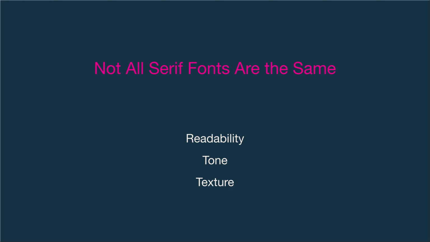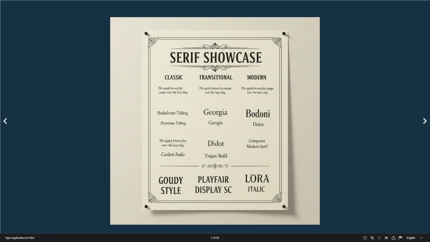It's a common misconception that all serif fonts are the same. In reality, they differ greatly in readability, tone, and the visual texture they create on a page. Subtle changes in structure and detail can completely shift how a text feels and how easily it's read. As you can see in this example, we're using only serif fonts, yet each one carries a different personality and tone. Some feel formal and traditional, others more modern or refined. This shows that even within a single category, typography offers a wide range of expression.